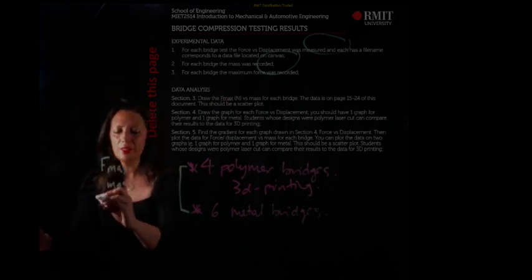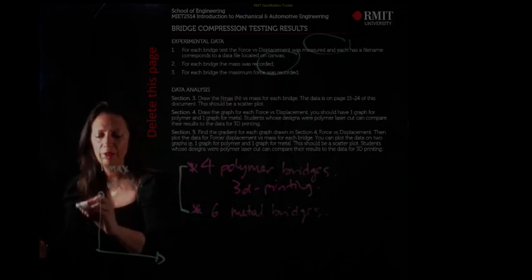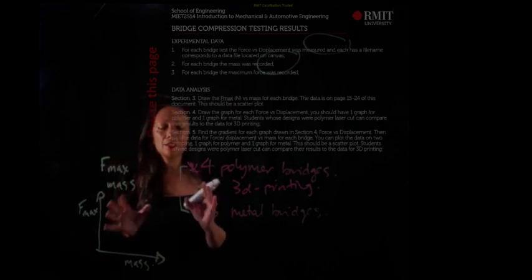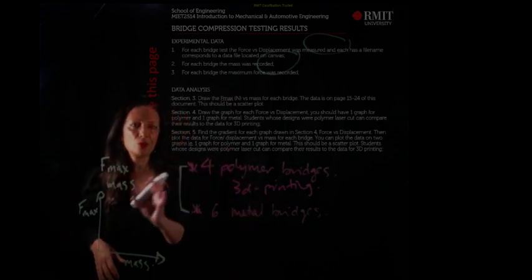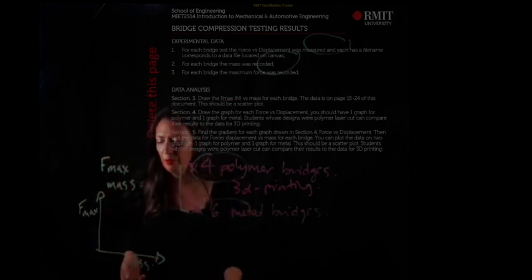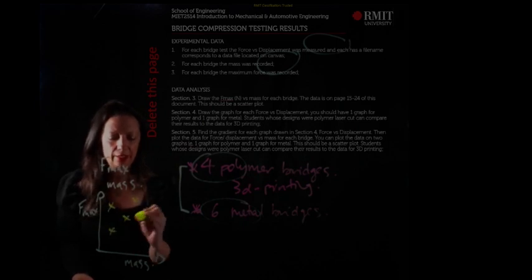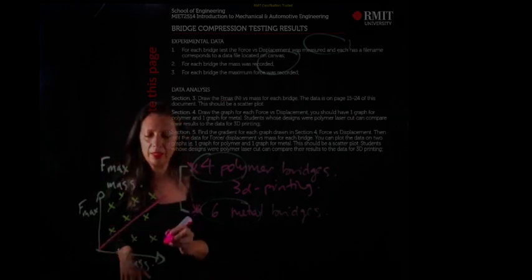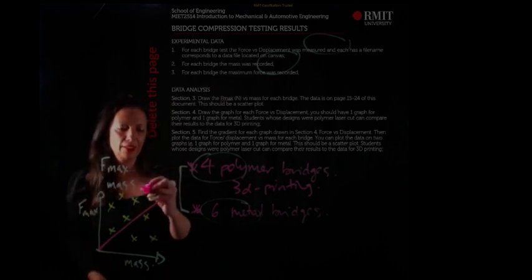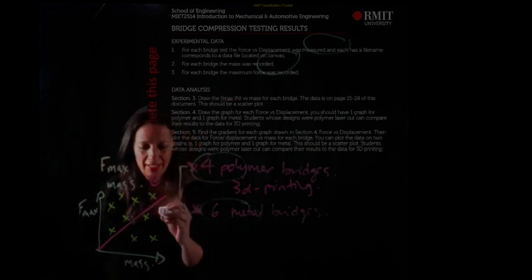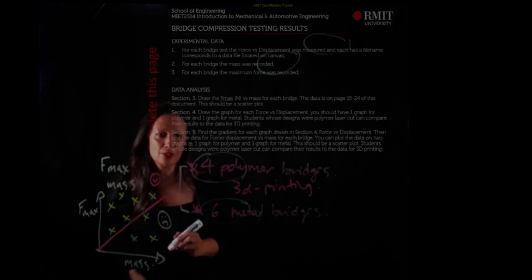And basically what you're going to do is plot it on a graph, force versus mass. And you can do it two ways. You can either put all the data on one graph, or you can do one graph for the polymer and one graph for the metal. It doesn't really matter. What you're going to end up with is a scatter plot, with all these points. Then you're going to take a trend line, probably in Excel. And everything above that line is a happy bridge. Everything below is not so happy.